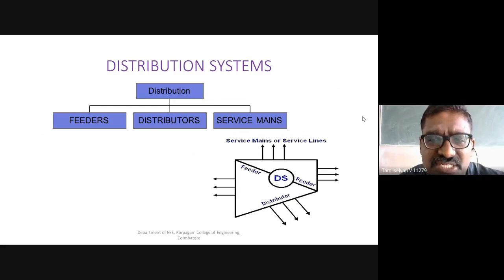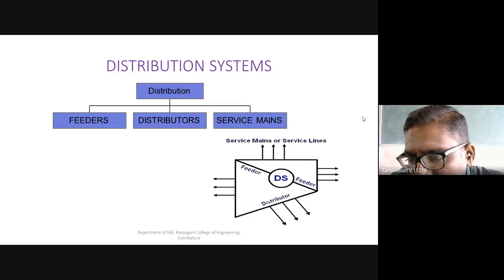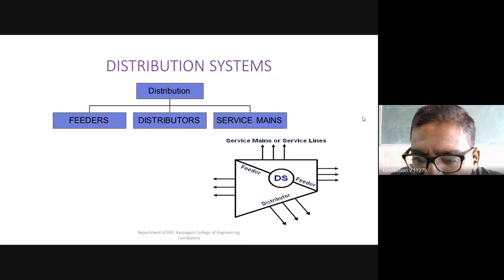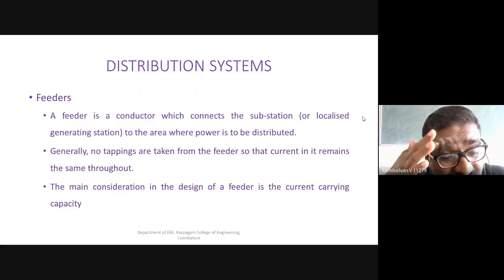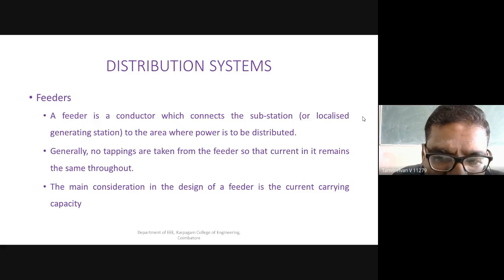In the distribution system, the main elements are the feeder, distributor, and service main. This is very important. We have discussed it elaborately in module 1, but anyhow, we will recap what the feeder, distributor, and service main are. A feeder is a conductor which connects the substation to the area where the power is going to be distributed. That is called a feeder.